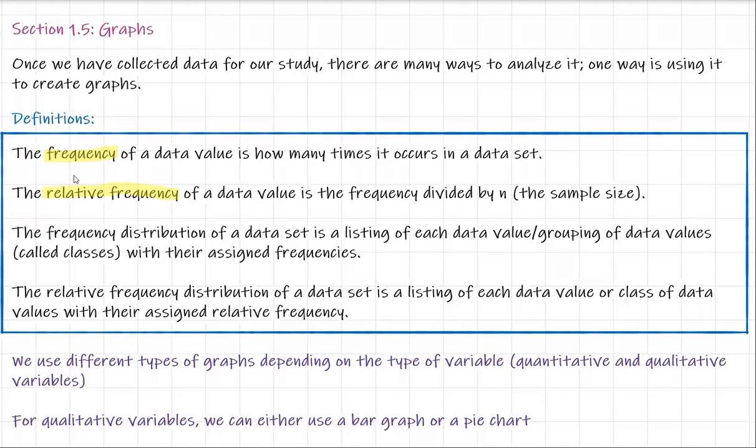And then the relative frequency of a data value is just the frequency divided by n, which, if you remember from a few sections ago, is our sample size. So when we talk about relative frequency, we talk about the proportion of that data value compared to the whole. If there were 100 people surveyed and 20 people liked oranges, then my relative frequency would be 20 divided by 100, which is 0.2 or 20%, right? So you're often going to see relative frequency as a percentage.